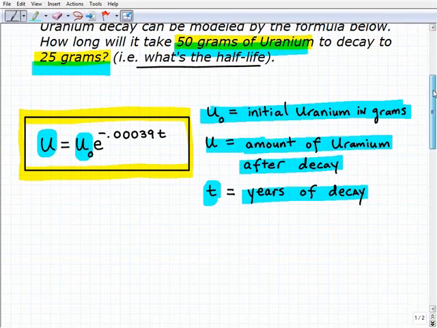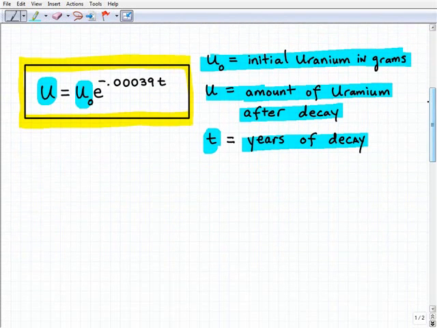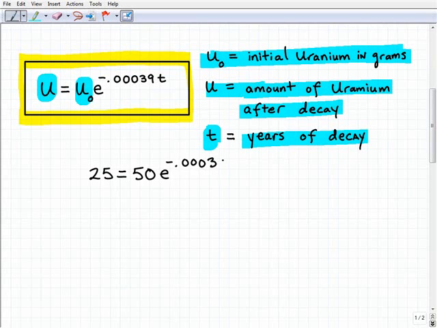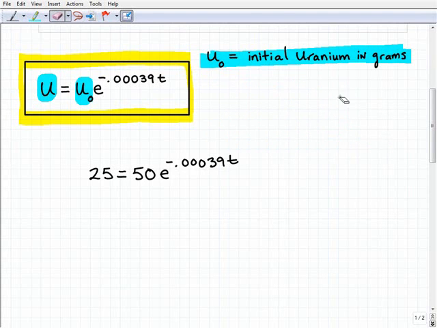So let's go ahead and set that up. If you haven't tried this problem, I would suggest you pause the video and plug in the values as you see them. So we have 25 as U. We start off with 50 grams, and 25 grams is what we end up with. We start off with 50 grams times e to the negative 0.00039t. Let me erase this here so we don't have any confusion.